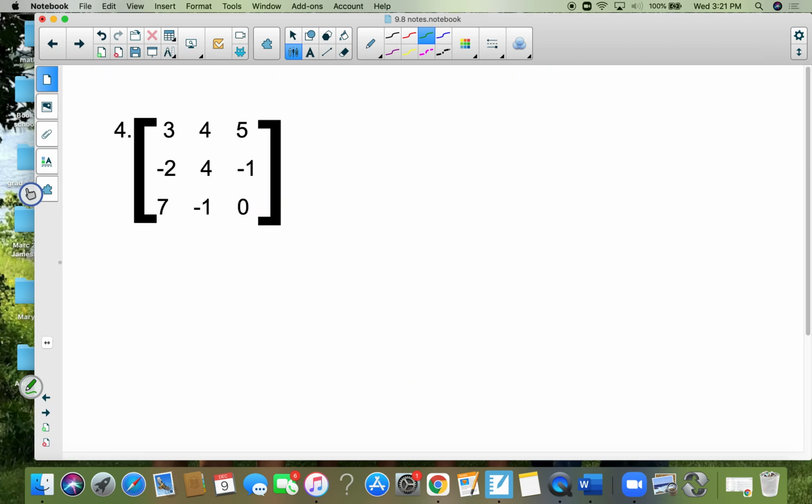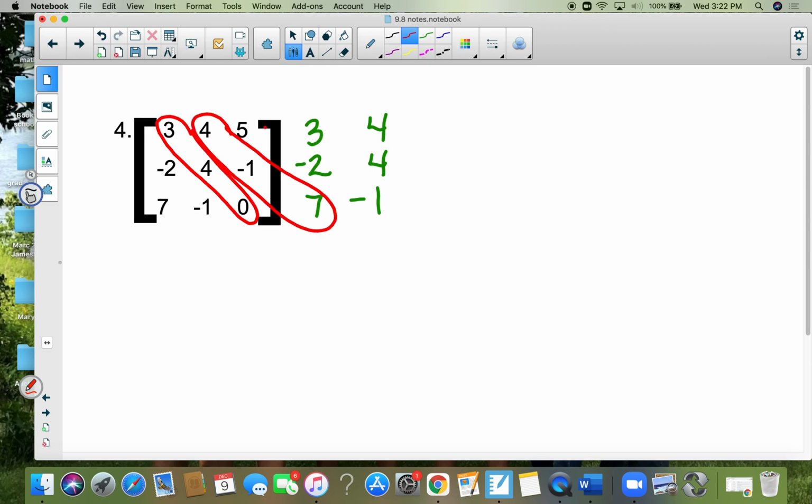One more, and I think we're done with notes. Again, how do you do a 3 by 3 matrix? All you're going to do is copy the first 2 columns again. So far, so good. And in order to do it the right way, you have to go in this direction first. And these are going to go right here. So the first number is 0 because 3 times 4 times 0 is 0. The next one's a negative 28, and the last one is a positive 10.